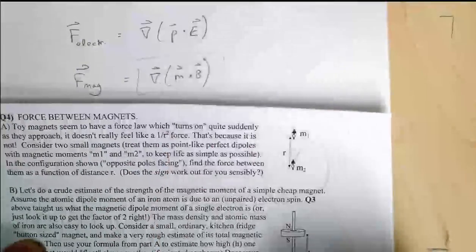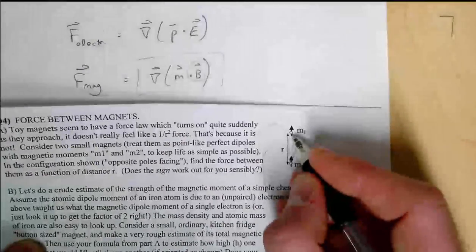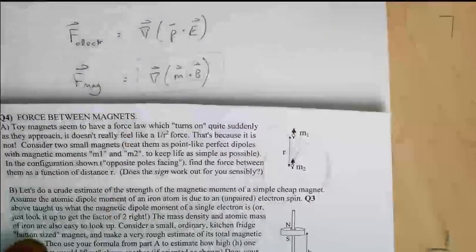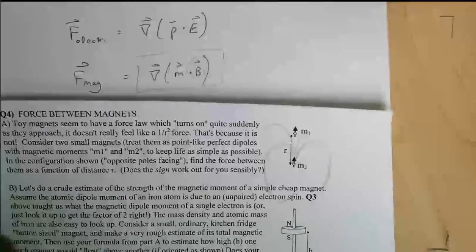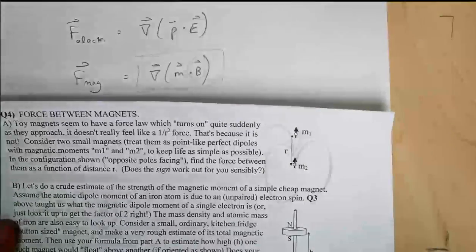So I'm going to compute B from the second dipole, and then I'm going to evaluate it at the first dipole and dot it into M, and then I'm going to take the gradient. So you should end up getting something that's like a 1 over r to the 4th dependence.